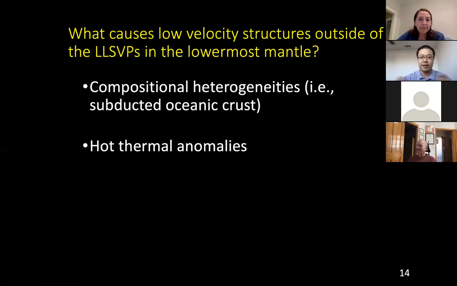There have been mainly two options. One option is compositional heterogeneity. Most people in previous studies interpret it as compositional heterogeneity, for example, the subducted oceanic crust. And the other interpretation is that they are caused by hot thermal anomalies. And today I'm going to mainly focus on this possibility. I try to explore the mechanism to cause hot thermal anomalies in these subduction influenced regions.